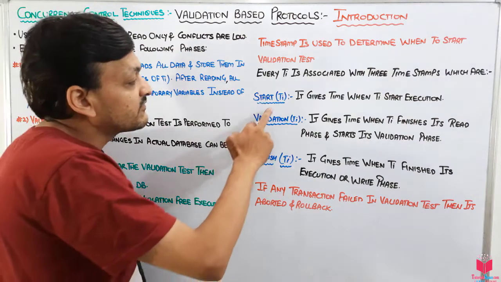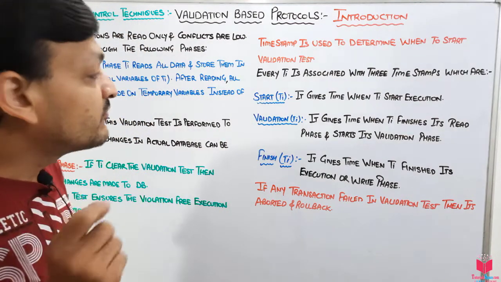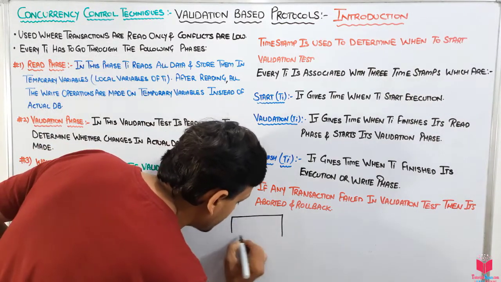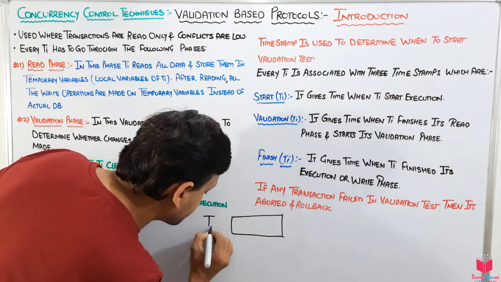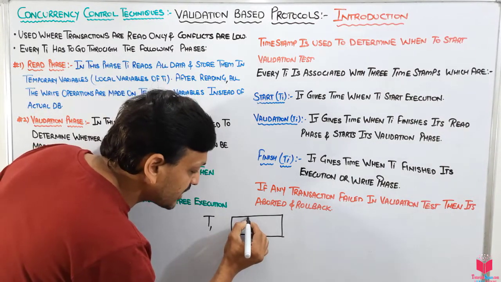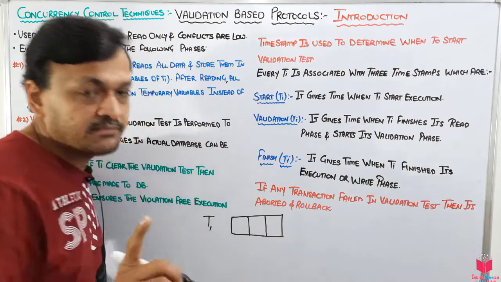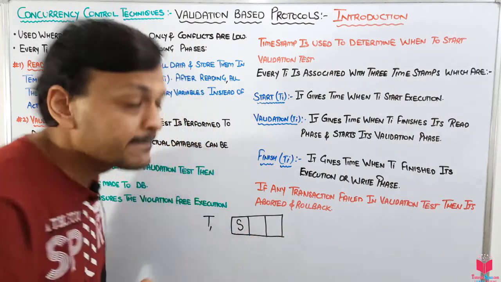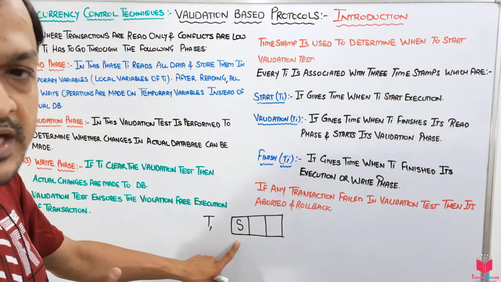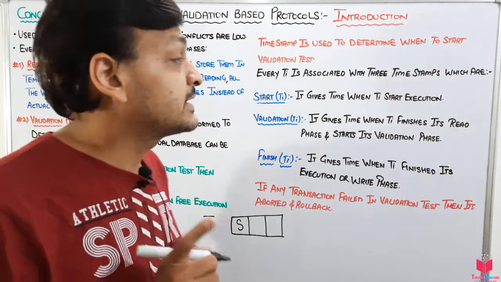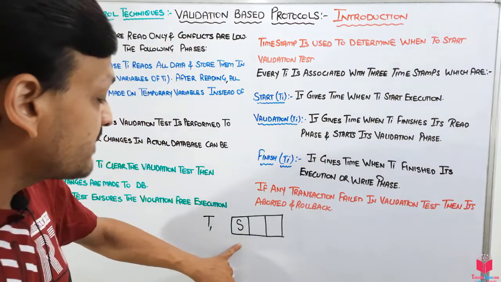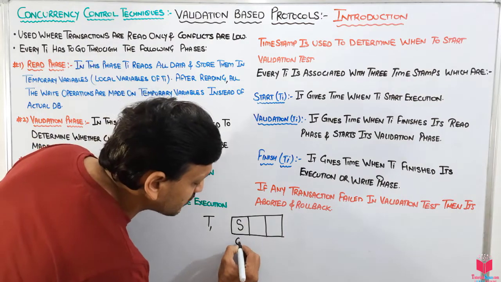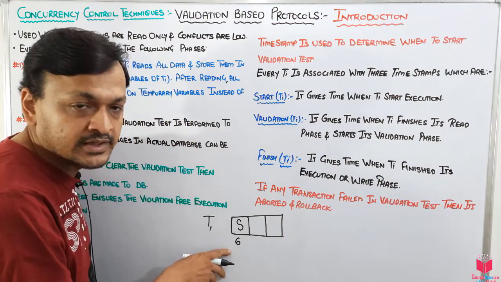The first is Start(Ti). Suppose we take an example transaction, say T1. It is associated with three timestamps. The first is Start(Ti), let's give it the symbol S. This is the timestamp that gives the time when Ti starts execution. So we provide the time when this transaction started execution. Suppose it started at 6 o'clock.